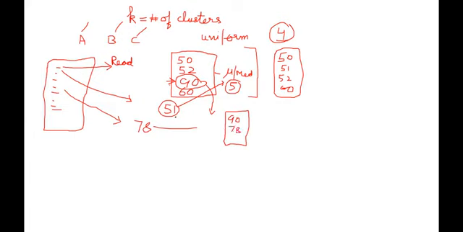But if the new value is, let's say, 55, now it is closer to this cluster. Again, if I add 55 here, then I have to pick out some value which is farthest from here, because it cannot contain more than 4 values. So as soon as I add this value 60 here, its mean value gets changed.